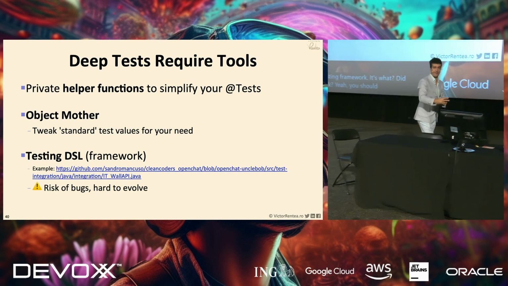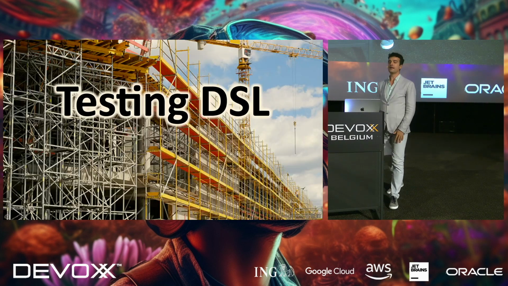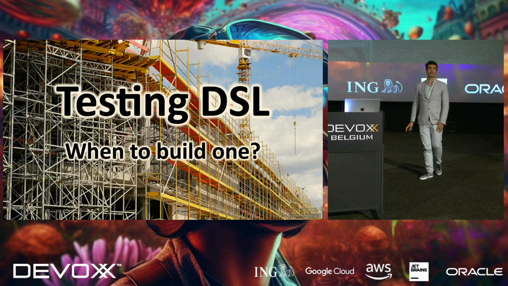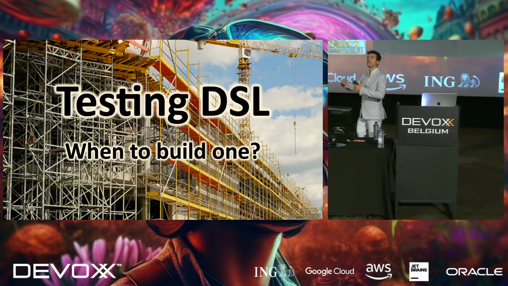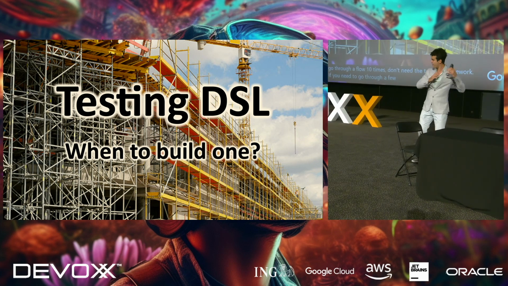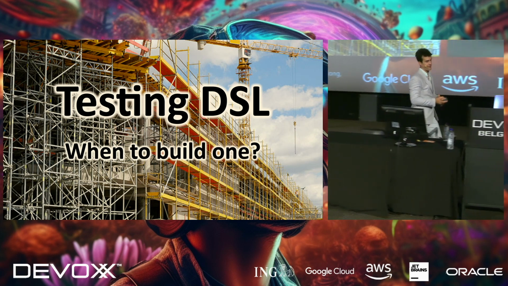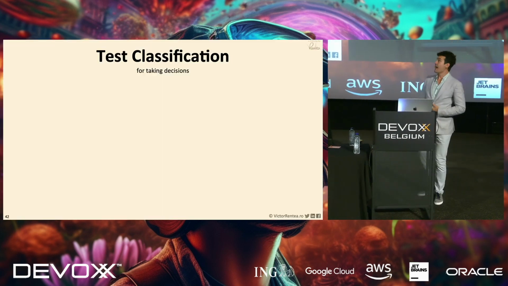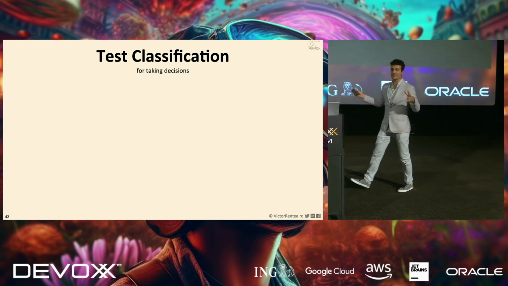You should not go that far. It should be simple enough not to require its own test. That's kind of the rule of thumb. Anyway, it's an interesting question, when to build a testing framework and when not to. If you have to go through a flow 10 times, you don't need a testing framework. If you need to go through a checkout flow that is very long, you need seven helper classes to get you through, right?